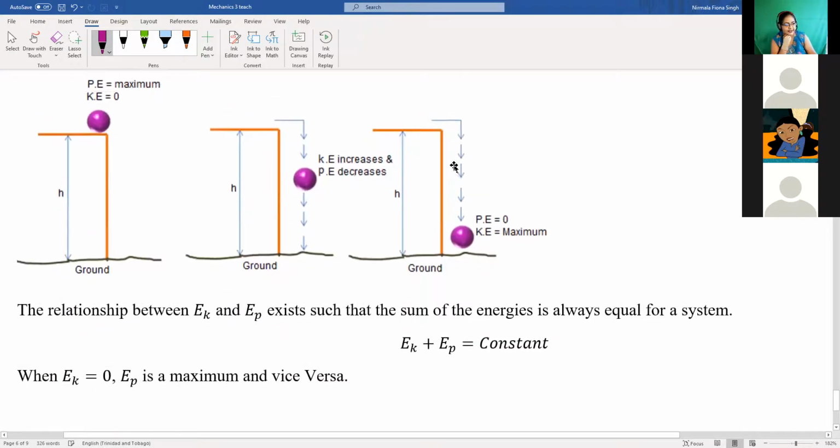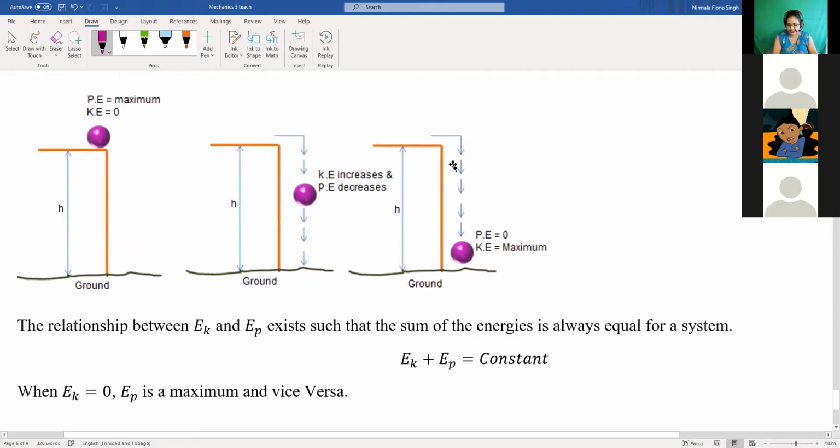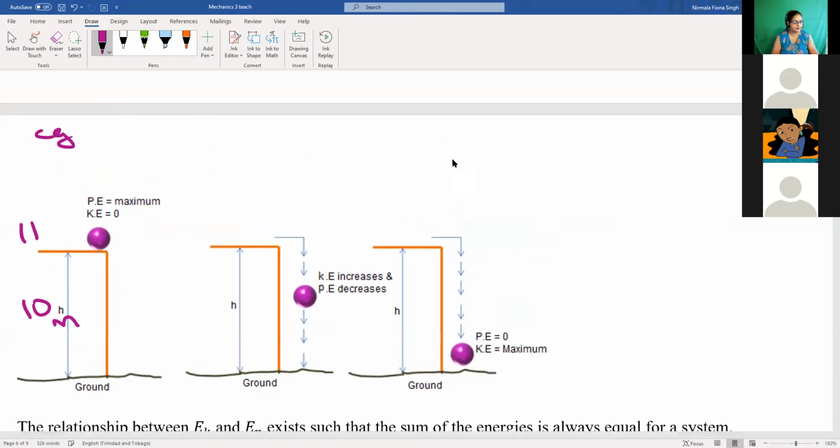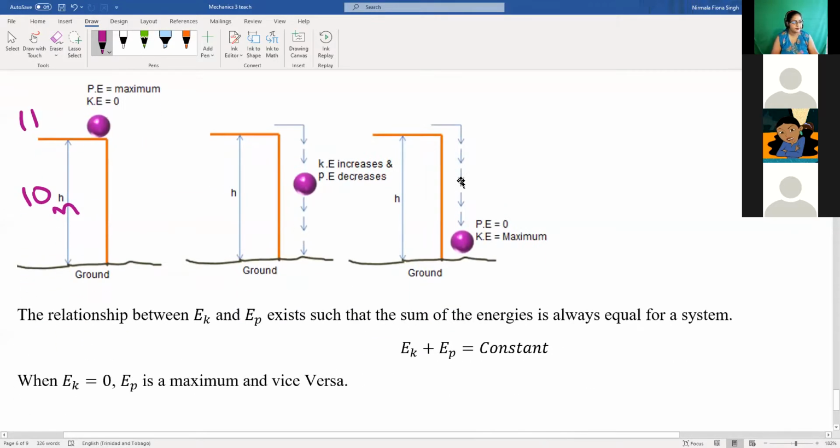So let's look here. Let's see what we have. Say I have an object at some height above the ground. Let's put in some numbers. It's 10 meters above the ground, and my object has a mass of 1 kilogram. So when it is at the top here, I'm holding it 10 meters above the ground.